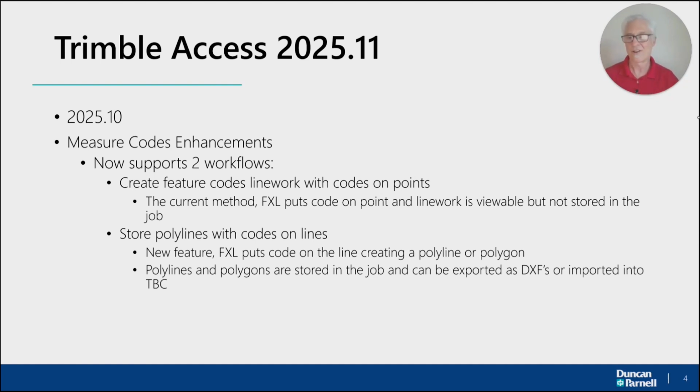So people have asked for that a long time, like, hey man, I see the lines on the screen in Access, but when I put it into TBC, I don't see the lines anymore. That's because the codes were actually on the points. You had to process the line work, and TBC would draw it. This actually creates polylines and polygons that can go out as DXFs and into your CAD software, or that line work can go straight into TBC.